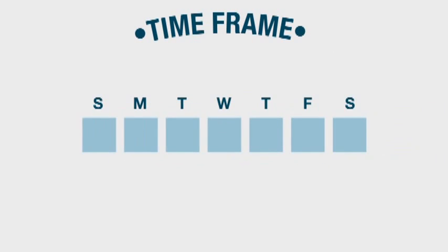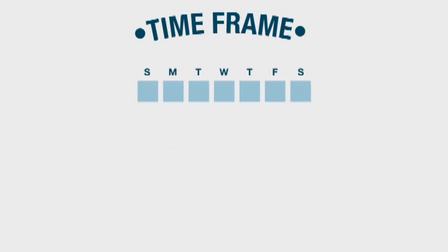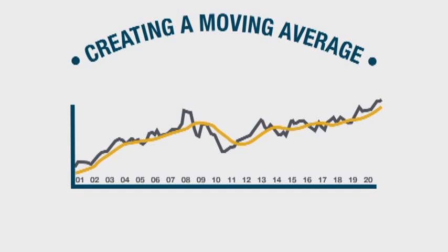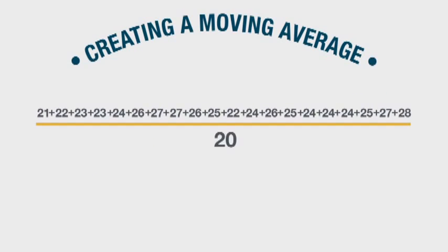To create a simple moving average chart, start by choosing a time frame. A time frame can be any period of time, including a day, a week, or even a month. For this example, we'll define a period as a day. Let's create a moving average using a 20-day chart. We'll take each day's selling price and add them together. Then we'll divide that number by our time frame number, which in this case is 20.